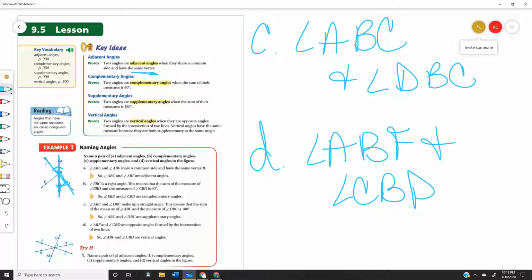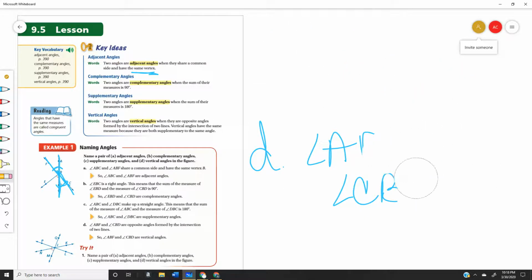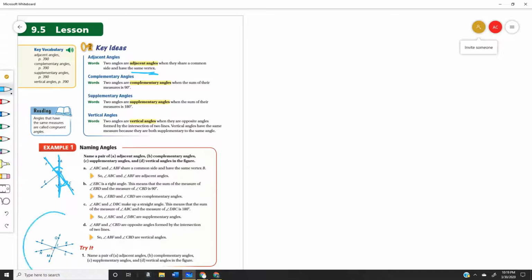So what I want you to do now is go ahead and pause and do the try it. And when you come back, I will list out the answers for the try it, which asks you to identify the adjacent, complementary, supplementary, and vertical angles of this drawing located right here.